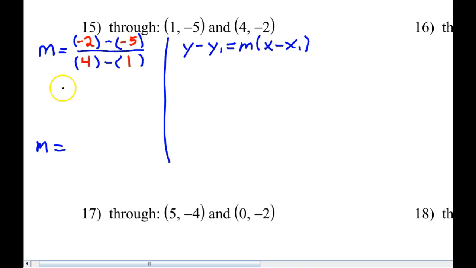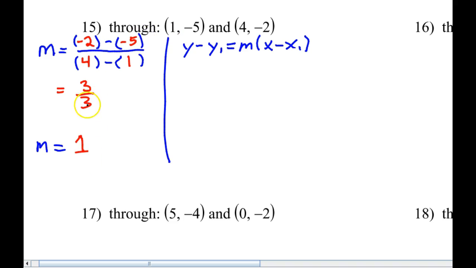X is on the bottom. So we have 3 over 3, which is just 1. Okay. Got 1. If you didn't get 3 over 3, that just has to do with your pluses and minuses and negatives. That's arithmetic. Just use a calculator to double check if you're missing negatives at this point.